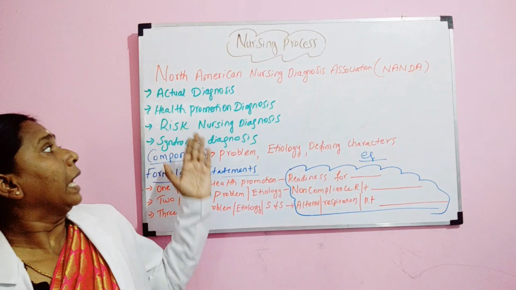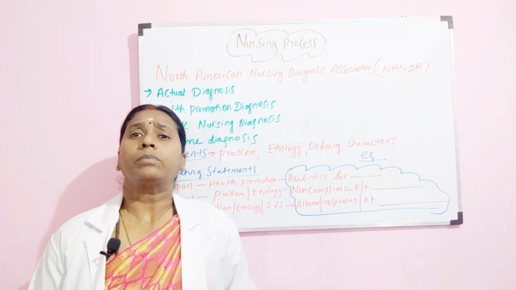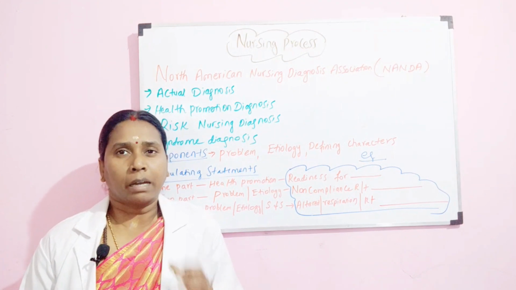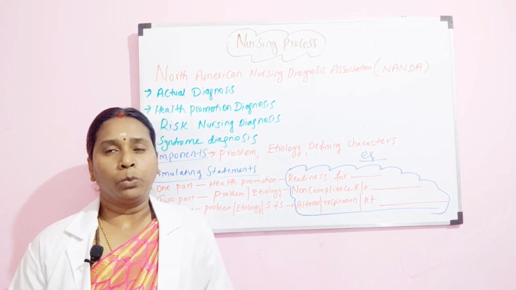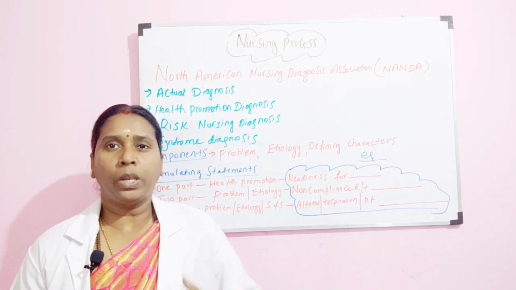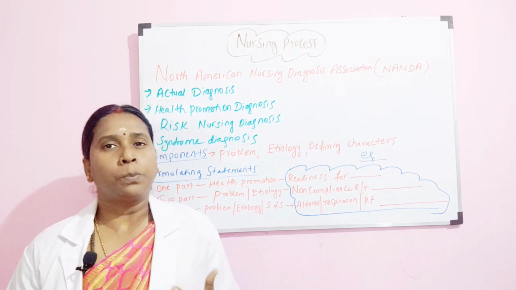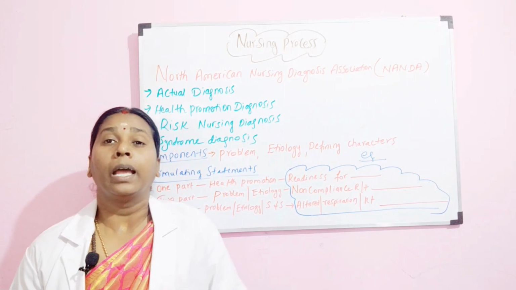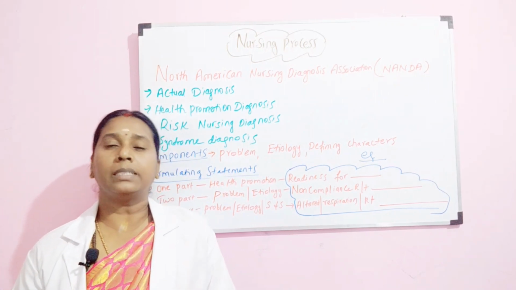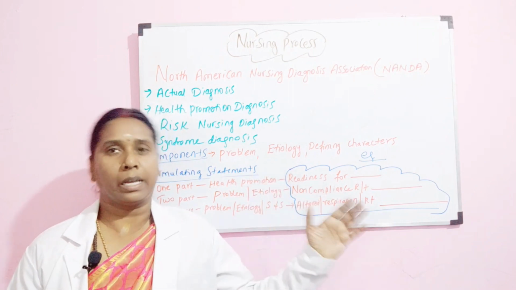Then comes the health promotion diagnosis. Health promotion diagnosis covers some aspects we have to improve, like when the patient is having anemia, we want to improve the HB level of the patient. That is your health promotion aspect. So you will have diagnoses under these health promotion aspects.